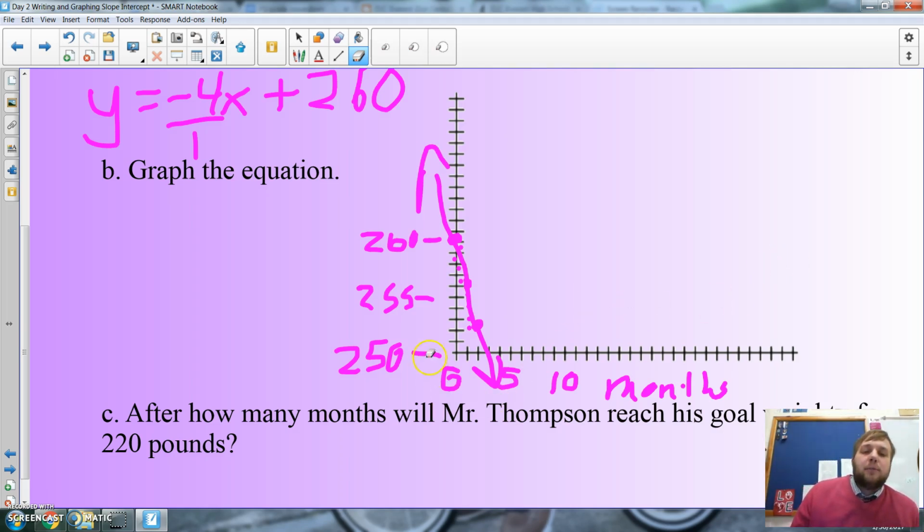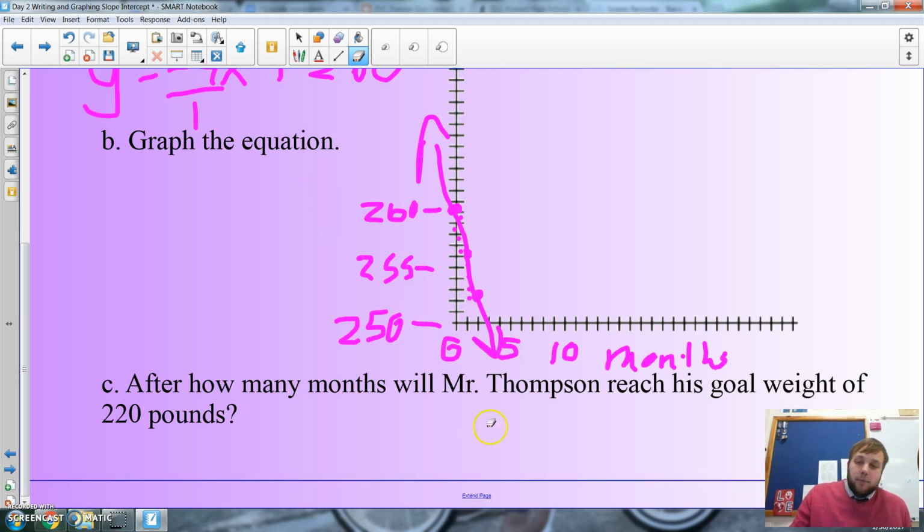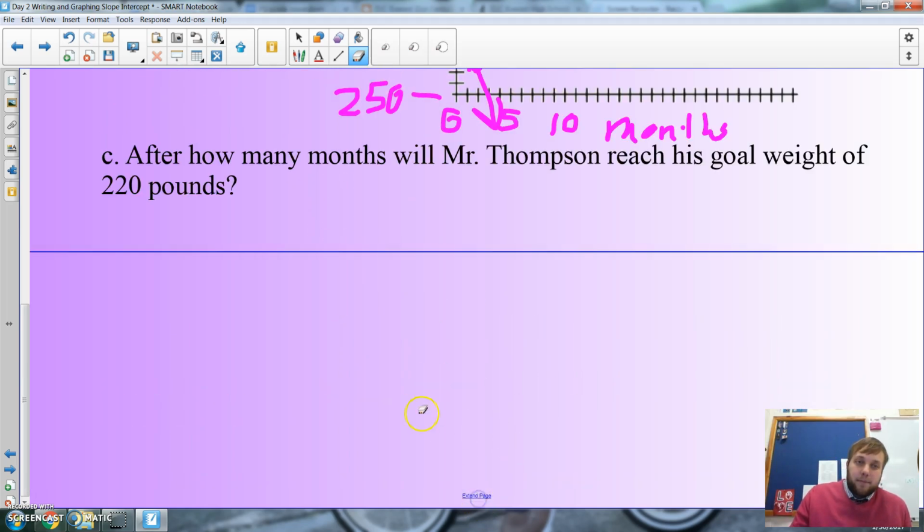Okay. Now, graphing, you don't have to be specific. You can start wherever you want over here, but just so long as you do meet your slope. My slope is 4. You are going to want to pay attention to that. All right. Now, after how many months will Mr. Thompson reach his goal weight of 220 pounds?